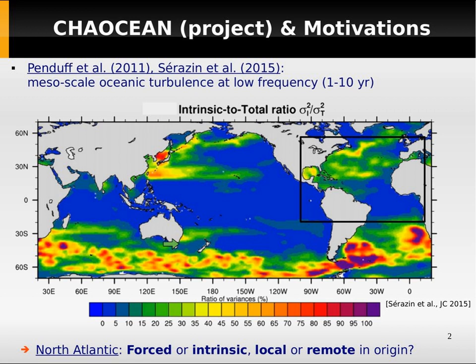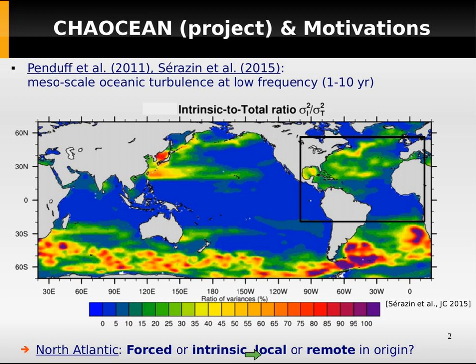In our work, we are only interested in the North Atlantic region, in the rectangle here, and we want to go deeper into characterizing the forced or intrinsic variability in the domain, and also assess the local or remote origin. Meaning that either the variability is generated inside the domain, or it's generated somewhere else and goes into the domain through the southern or northern open boundary conditions.